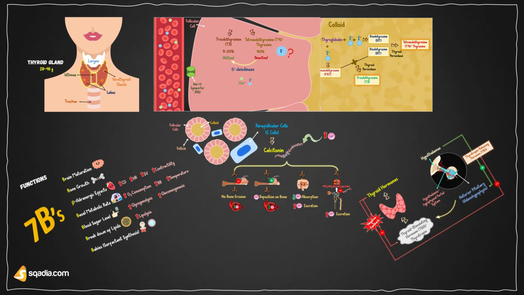That concludes our discussion of the thyroid gland and its hormones. So, now you can see how crucial this gland is. An underactive thyroid leads to a condition called hypothyroidism, while hyperthyroidism is a disorder brought on by a thyroid that is overactive. You can find their comprehensive videos on sqadia.com.